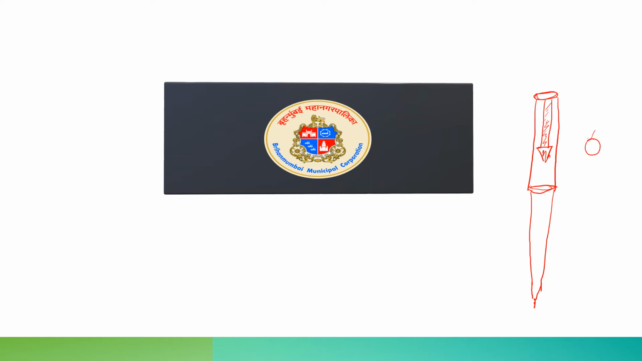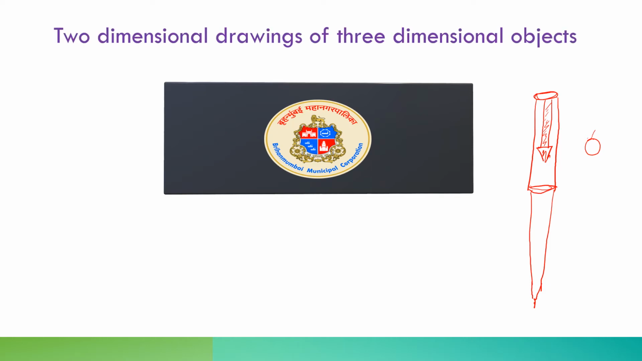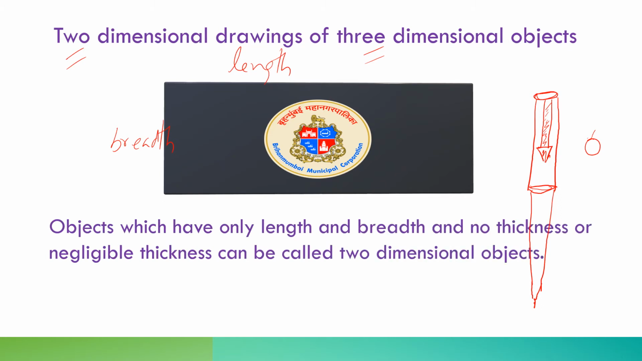Now look at the picture given, not about the pen which I have drawn, but the logo of our Municipal Corporation of Greater Mumbai, Brihanmumbai Mahanagar Palika. On a black sheet of paper I have pasted the logo over there, is it not? And it is a two-dimensional figure. And the other thing what I was talking was about a three-dimensional figure. A two-dimensional figure will be having its own length, its own breadth. Two dimensions will do the work, it will not show depth. Object which have only length and breadth and no thickness or having negligible thickness can be called as two-dimensional objects.